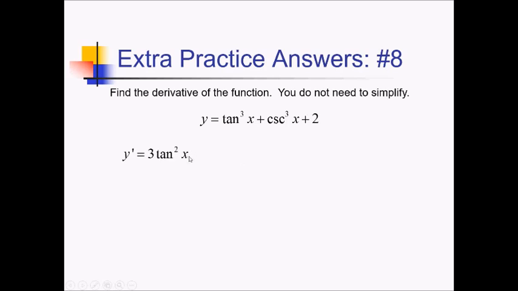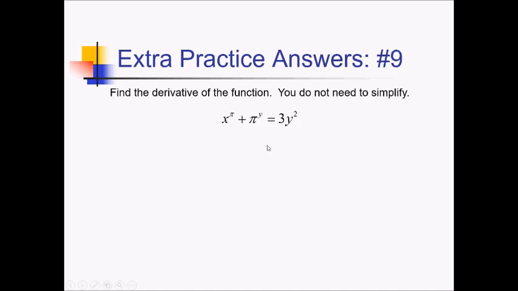But now we have to multiply by the derivative of the inner function tangent, so we're multiplying by secant squared. Next, we're going to do the same thing pretty much with cosecant. So our outer function derivative is going to be 3 cosecant squared of x. Now we multiply by the derivative of secant, which is negative cosecant x cotangent of x. And then the derivative of 2 is just 0, so we're not going to write it.